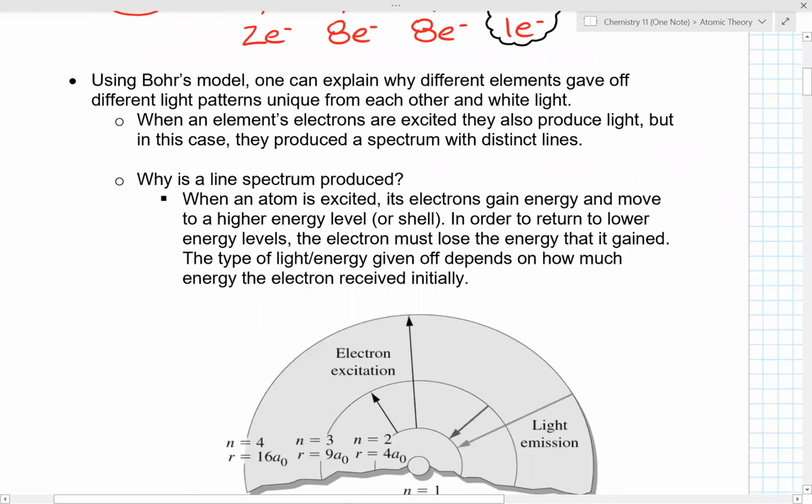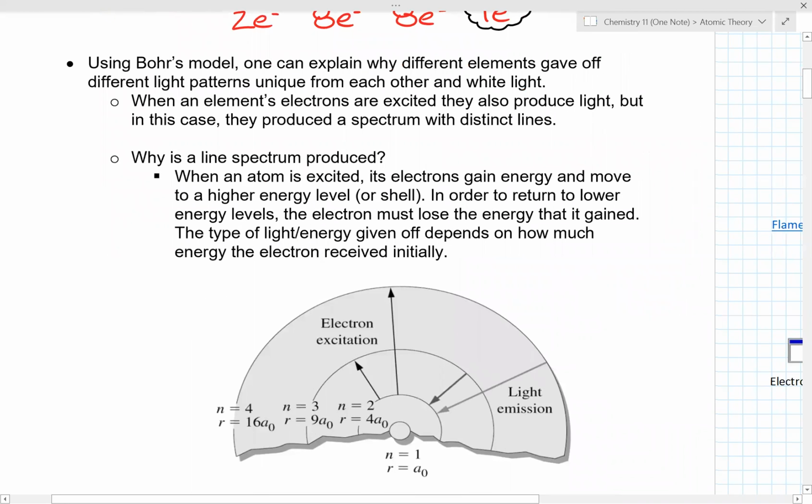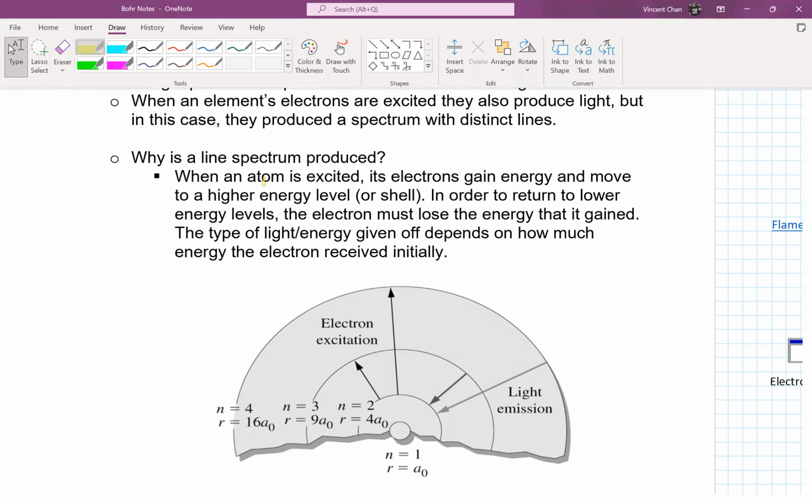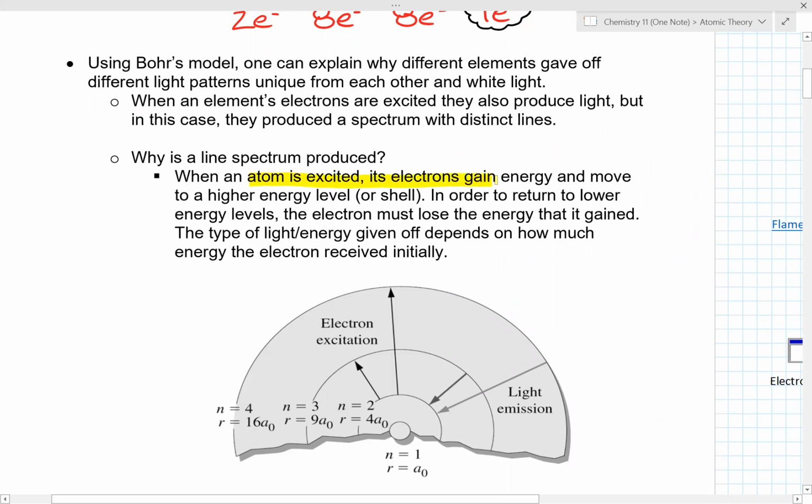Because the electrons are in specific shells, what happens is when an atom is excited, or when it is given energy, the electrons gain energy and move to a higher energy level or shell. In order to return to the lower energy levels, the electron must lose the energy that it gained. And the type of light or energy given off depends on how much energy the electron received initially. Now, what do I mean by this?